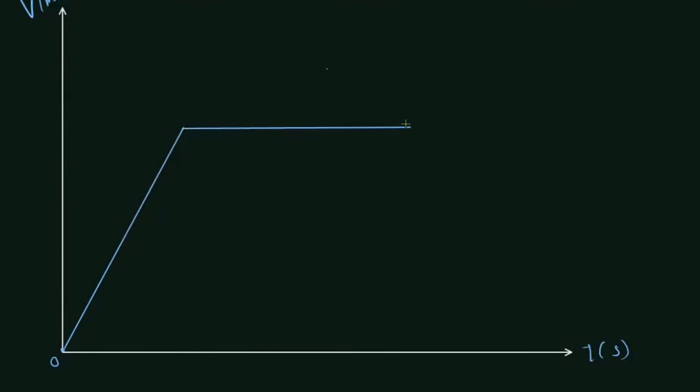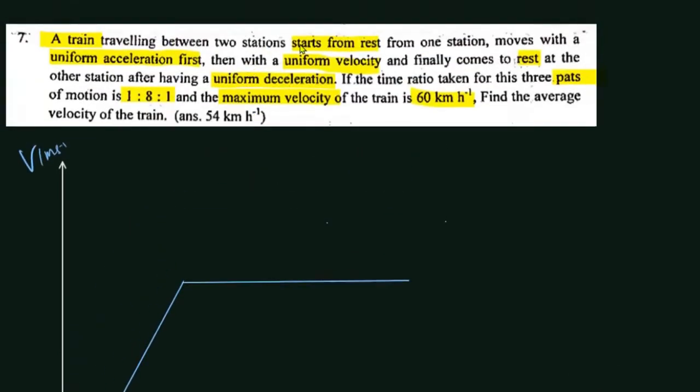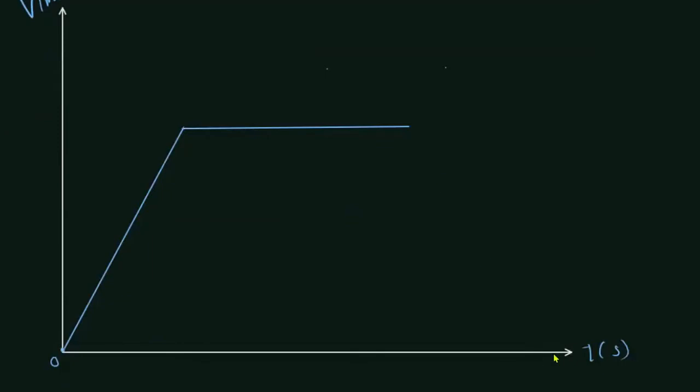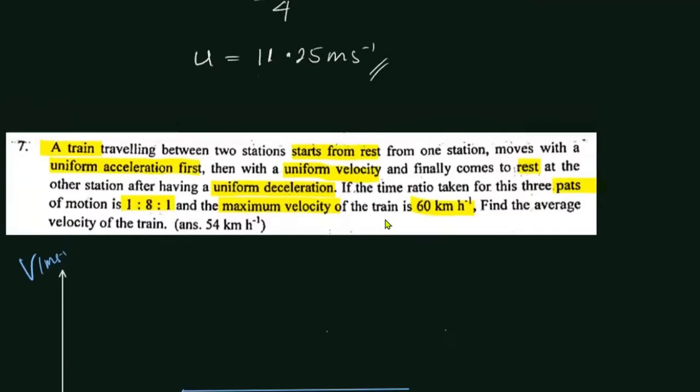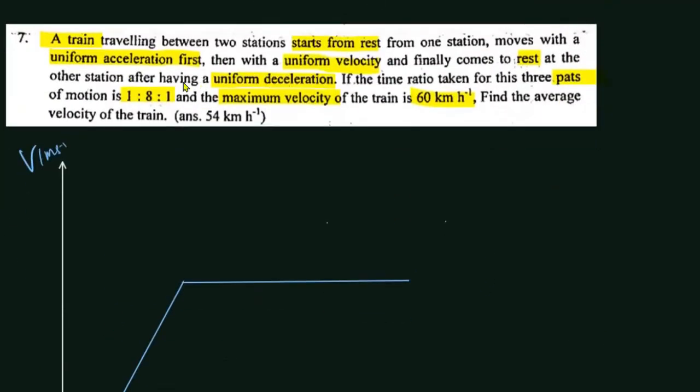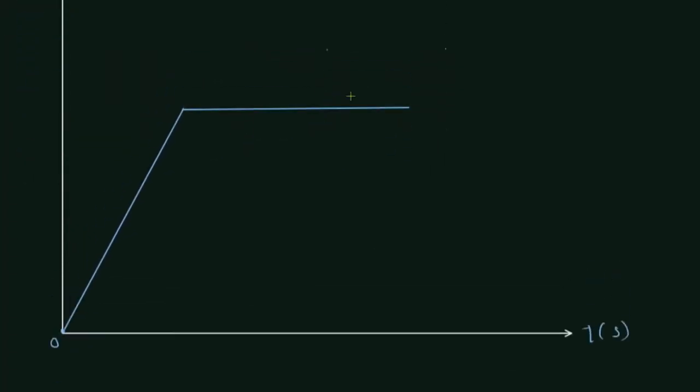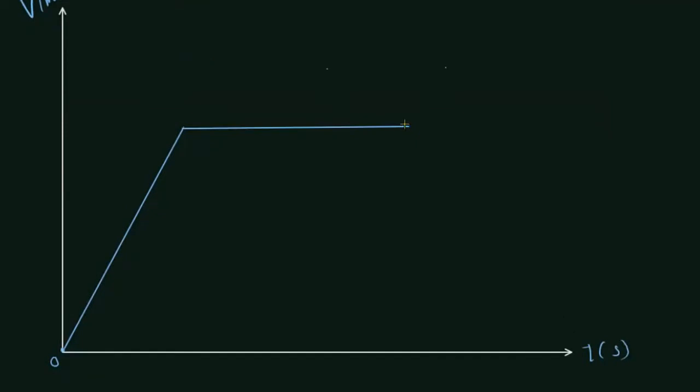Let's assume this amount of time. Uniform velocity means the same velocity, right? And then finally it comes to rest, which means it reaches zero velocity. It comes to rest with a uniform deceleration. How will we denote decelerations? Obviously, it's a uniform process once again.